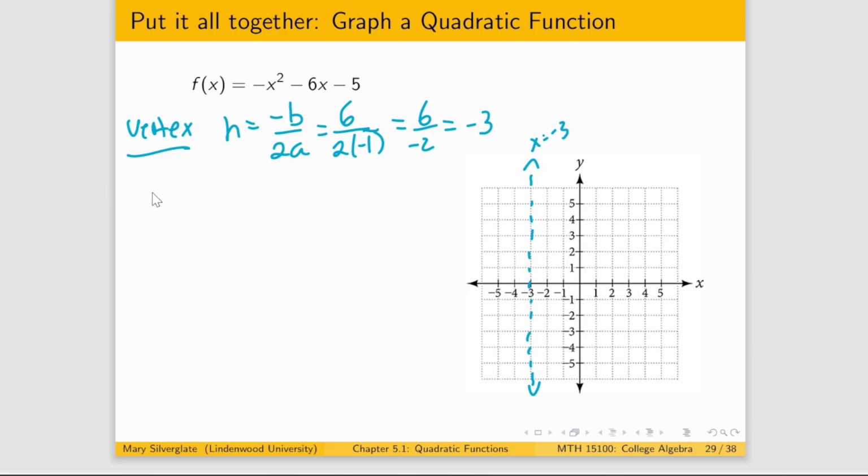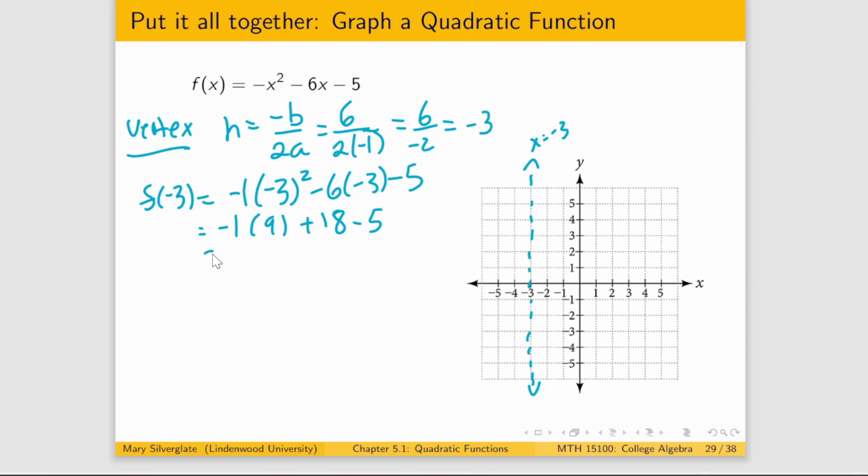Then to find the y-coordinate, we're going to plug in -3 to f of x. So keep in mind that's -1 times -3 squared, minus 6 times -3, minus 5. -1 times -3 squared is 9. -6 times -3 is +18. Drop down the minus 5. -1 times 9 is -9 plus 18 minus 5. -9 plus 18 is +9, minus 5 gets us 4. So our vertex is at (-3, 4). And we're already predicting that this should be upside down because that leading coefficient is negative.